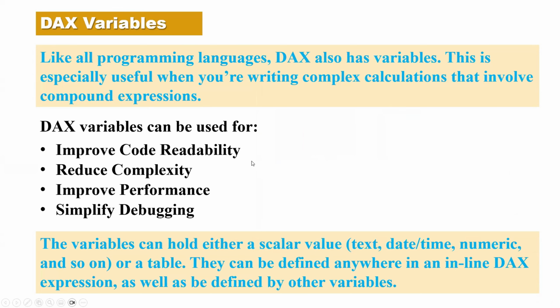As a result, DAX variables can be used to improve code readability. By using clear and descriptive variable names, DAX expressions become easier to read and interpret. Reduce complexity. Expressions stored in variables can be reused within the same DAX expression, avoiding repetition. Improve performance. Values stored in variables are calculated only once and reused, which can improve overall performance. Simplify debugging. Variables allow you to isolate and test intermediate results using the return statement.